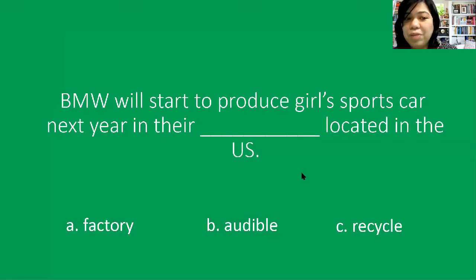Next. BMW will start to produce a girls' sports car next year in their blank, located in the US. Select: is it A, factory, B, audible, or C, recycle? Factory. Remember, fac means to make or do. So this one is a place where they make. The second answer is factory.